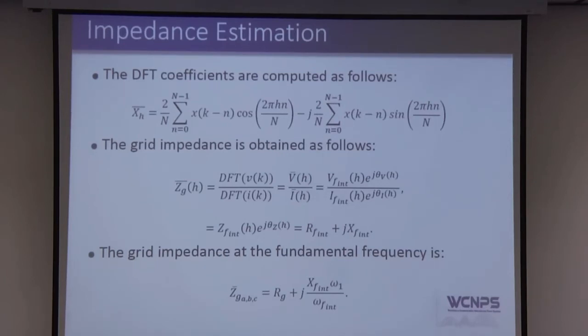The resistance part usually does not vary with the frequency, so we need to adjust just the reactance part. This is done by this last equation, in which we have omega 1, the fundamental angular frequency, and omega f, the angular frequency of the high frequency signal.